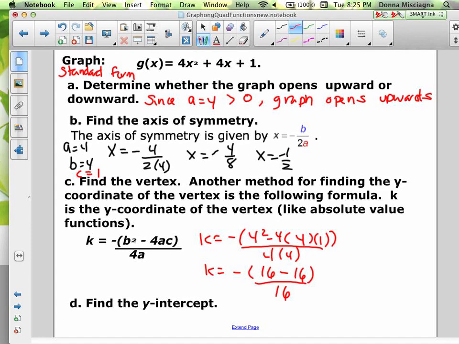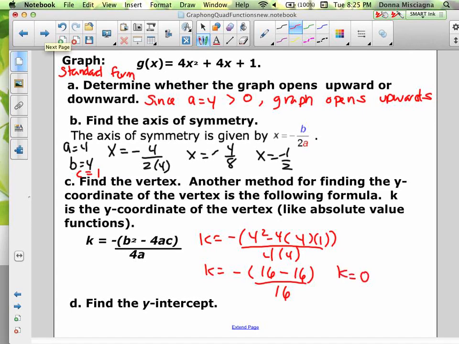Hey, did I write down something wrong? My shadow keeps blocking me. Did I put the wrong number somewhere? So 4 times 1. I don't see any errors. Right? So 4 squared, I would like to recheck my work. And so minus 4 is already there, times a, which is 4, times 1. Yeah, we got 16 minus 16 divided by 16. K is 0.